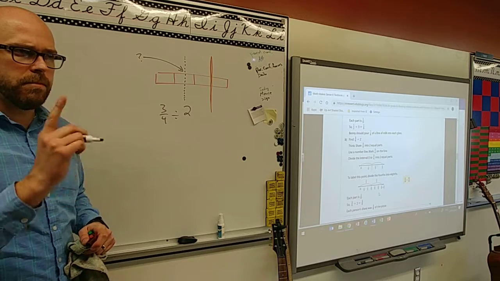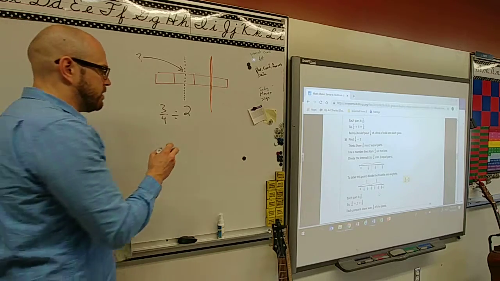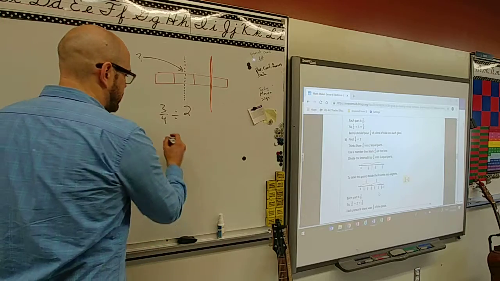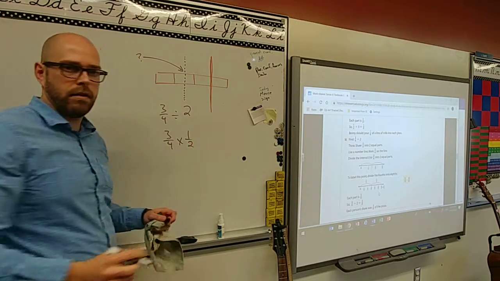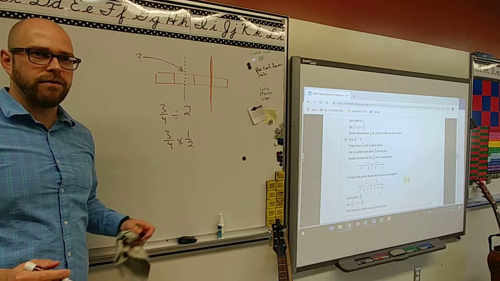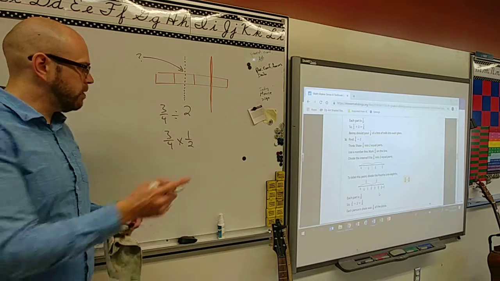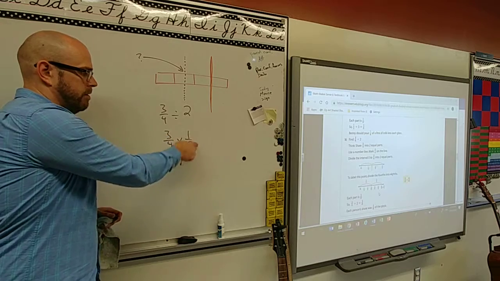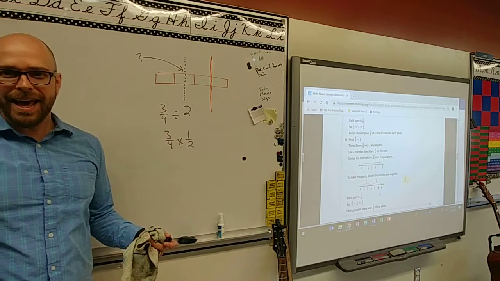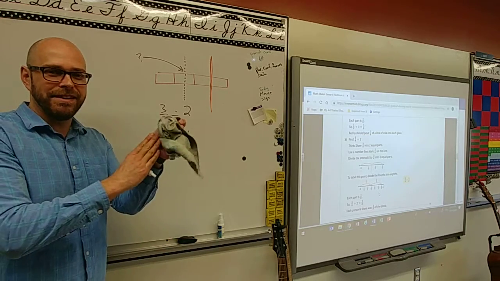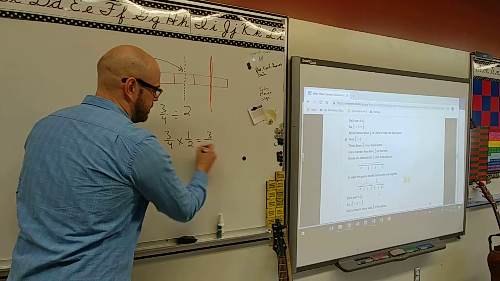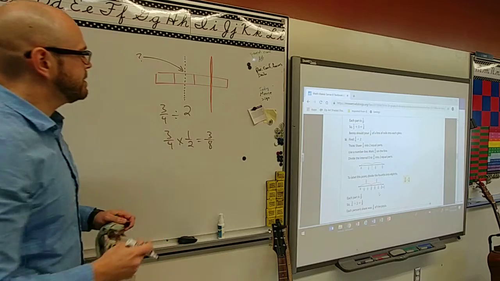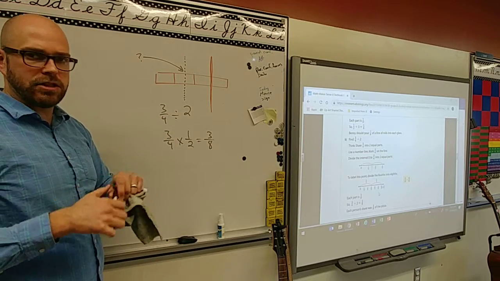Wait, hold on. Think about your multiplication of fractions. You said it's like half of 3/4? Do you mean this? It's like half of 3/4? Yeah. Well, look what we did. Flip. I did that. You did that. There you go. All right, 3 times 1, 4 times 2. Let's see if that's right. It says 3/8.